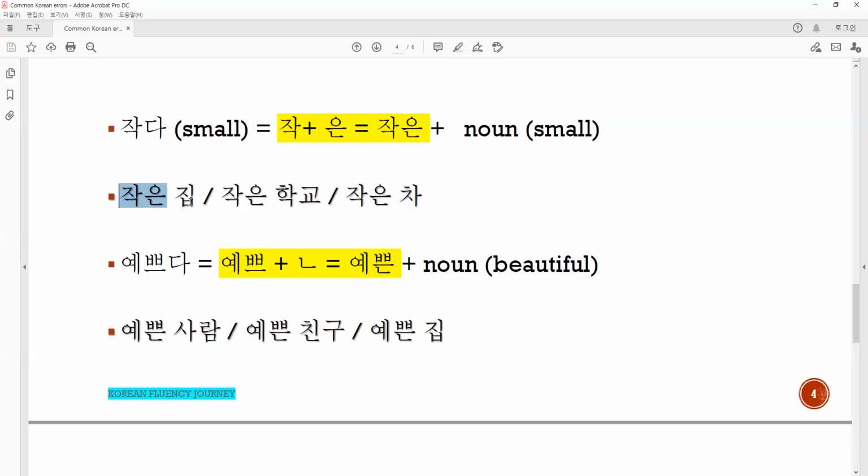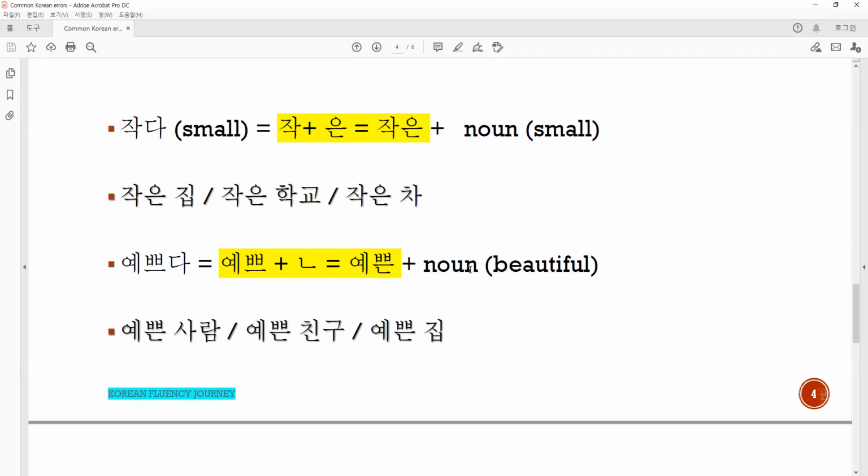And the examples: 작은 집, 작은 학교, 작은 차. And my favorite word in Korean, 예쁘다. It's the same: 예쁘 is the root of the adjective, plus ㄴ because it ends in a vowel, and it becomes 예쁜 plus a noun.